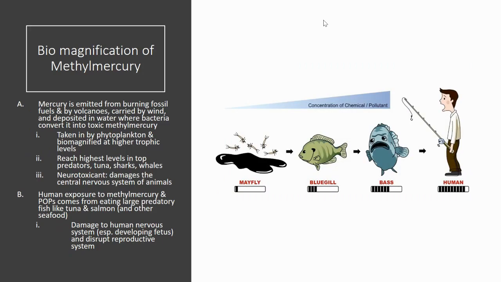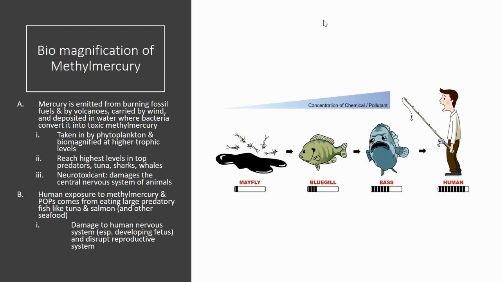So let's specifically look at the biomagnification of mercury. Now, we know mercury tends to come from burning fossil fuels, right? A coal-fired power plant is going to unfortunately emit lots of mercury. A natural source could be a volcano. Now, that mercury can be carried by wind, deposited in water, and bacteria will then convert it into an even more toxic chemical known as methylmercury.